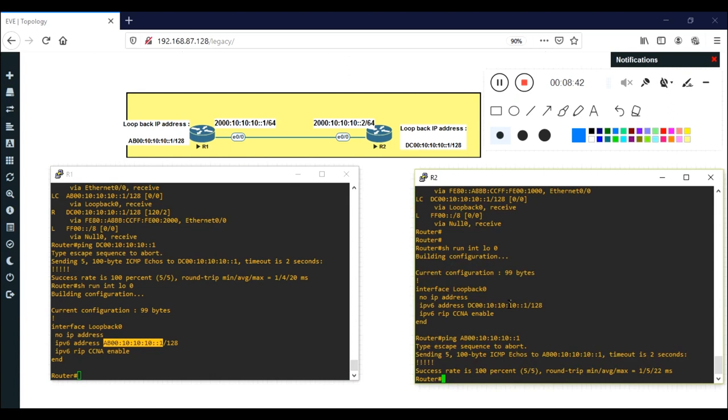It is reachable, meaning my Routing Information Protocol RIPng is configured properly, because both routers are sharing their RIP routes, as well as they are able to reach each other.